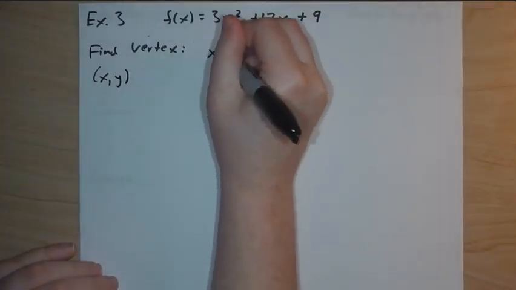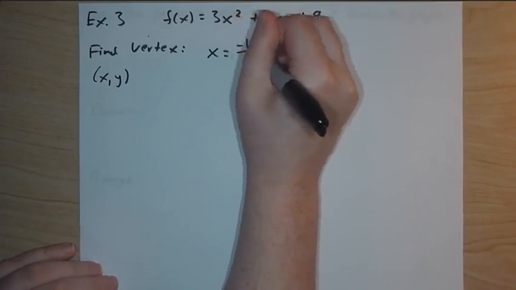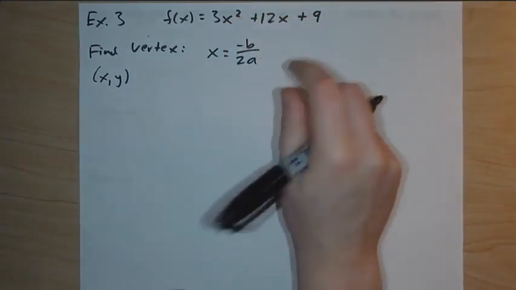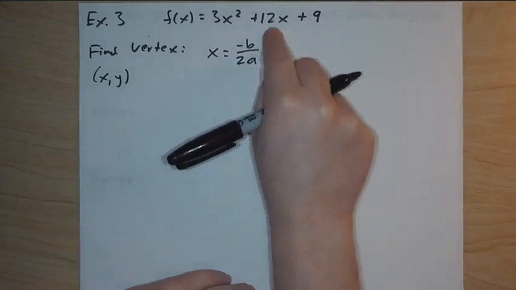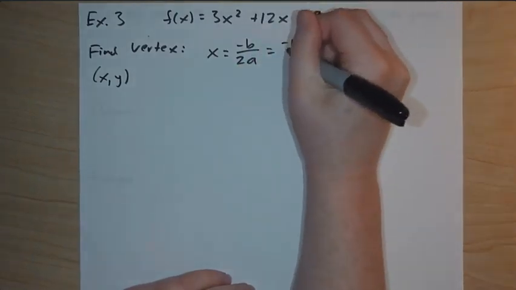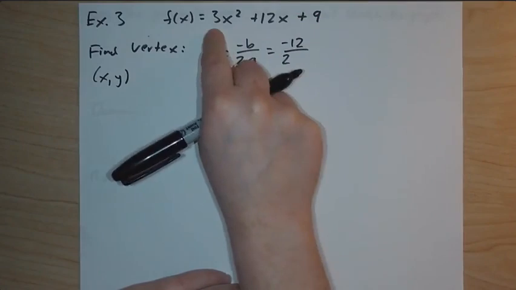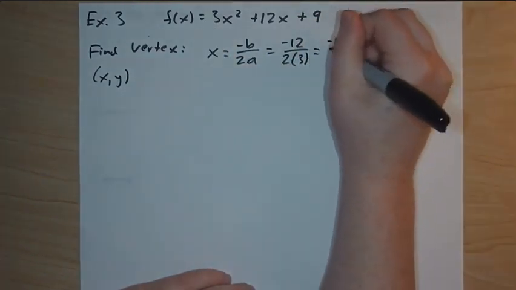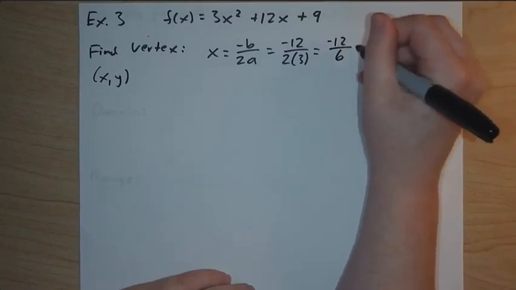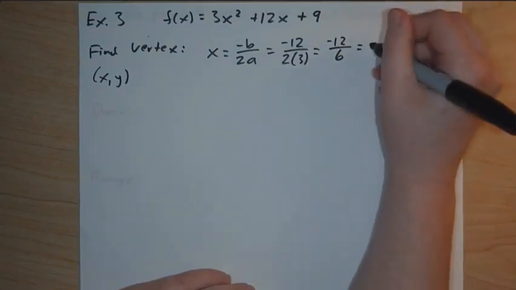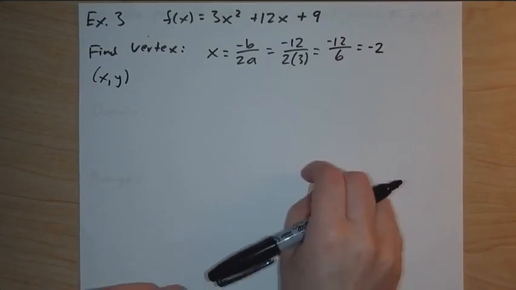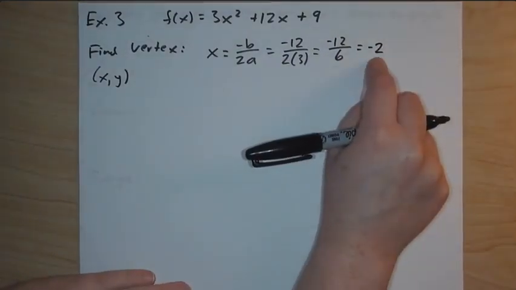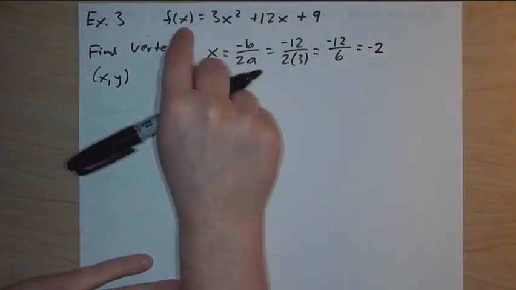Our x value is given by the formula negative b divided by 2a. If we plug in, our b is 12, so we have negative 12 divided by 2, and our a is 3. So this is negative 12 divided by 2 times 3, which is 6, and negative 12 divided by 6 is negative 2.